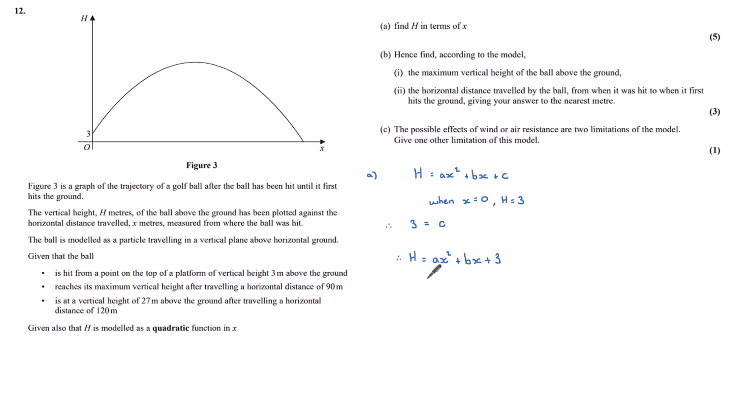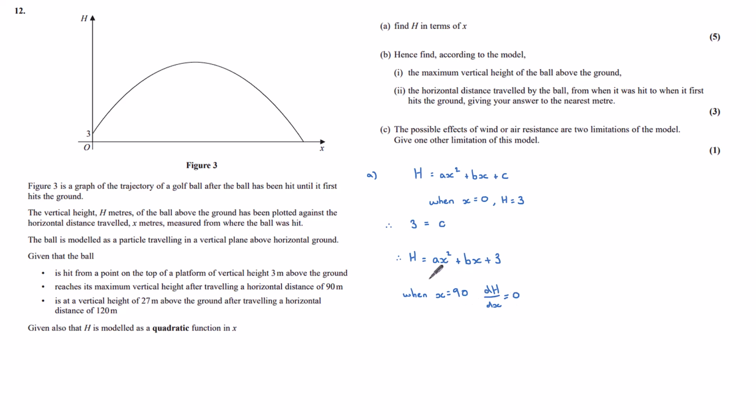But we still have two unknown values, a and b. So let's look at our next two bullet points. It reaches a maximum vertical height after travelling a horizontal distance of 90. What do we know about the turning point of a quadratic function? We know that the gradient at that point is equal to 0. And so we know when x is equal to 90, dh by dx is equal to 0.